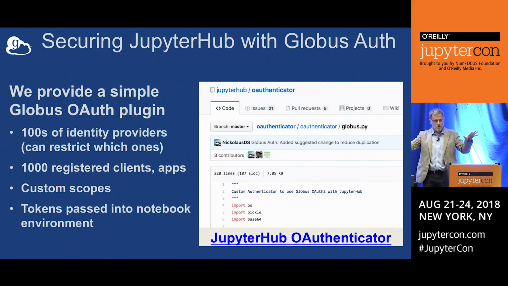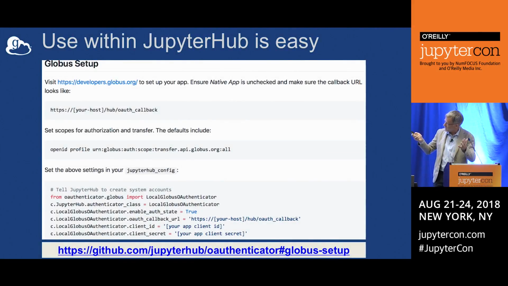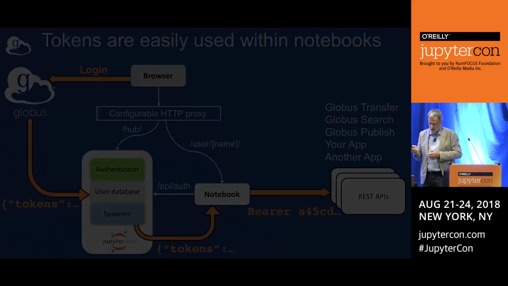And then you can immediately connect out to a variety of different apps that are set up to accept Globus Auth authentication. And there are more than 1,000 of them registered so far. Okay, so setting it up is easy. I won't go through the steps, but it's described in the JupyterHub documentation.